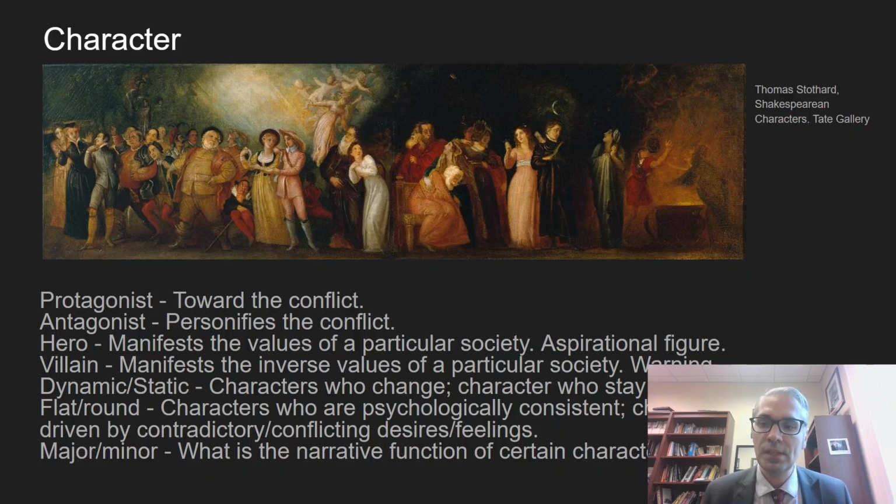There's also, this comes from a scholar named E.M. Forster, this concept of flat characters versus round characters. E.M. Forster wrote a scholarly account of the novel called Aspects of the Novel, and this is where these terms come from. So flat characters are characters who are psychologically consistent. We kind of know how they're going to act in any particular situation. Round characters are much more complex. They're driven by contradictory desires, contradictory feelings. We often don't know how they're going to act in situations, and that's why we find them intriguing.